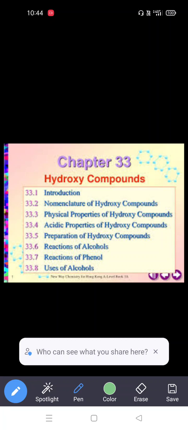Generally, hydroxy compounds are of two types. One is the alcohol, another one ketones. Most of the hydroxy compounds we are using in general day-to-day life, so that's why we are studying about the hydroxy compounds. Already we completed the introduction and nomenclature of hydroxy compounds. So let's start with the physical properties of hydroxy compounds. Generally, the hydroxy compounds classification.